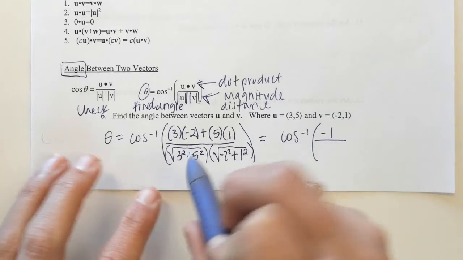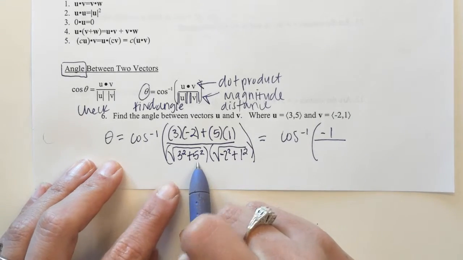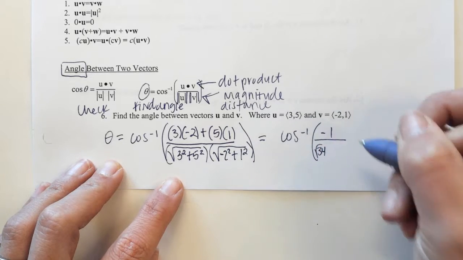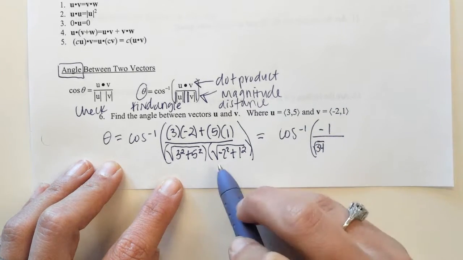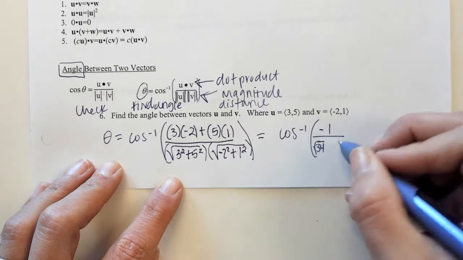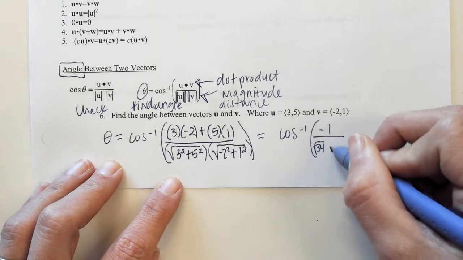Alright, on bottom, what's 3 squared? 9. Plus 25, that would give us what? 34. Very good, so I'm going to put square root of 34. And then right here, this would be what squared? Or excuse me, what here? 4 plus 1, which is? 5. Good, so square root of 5.